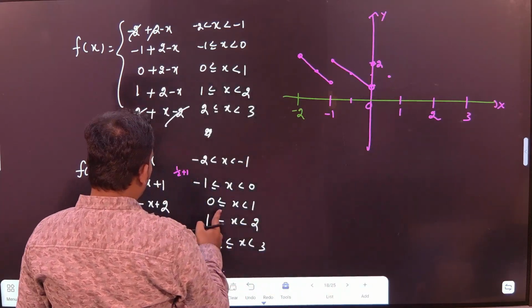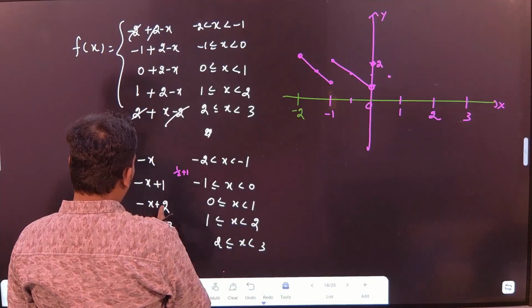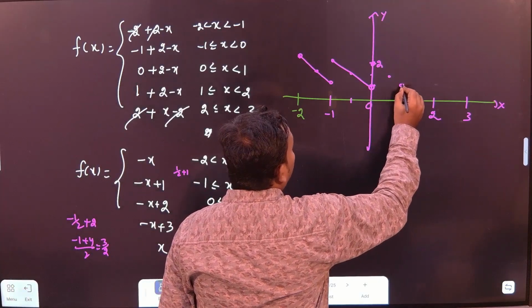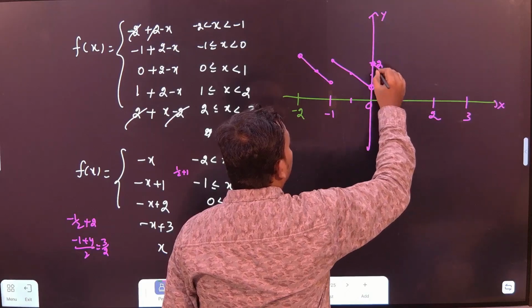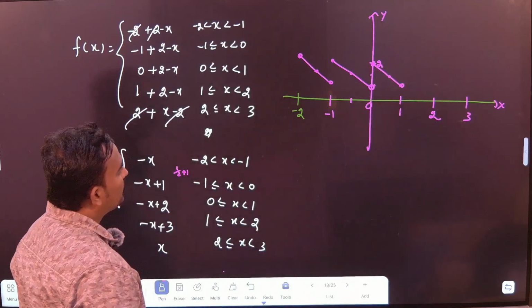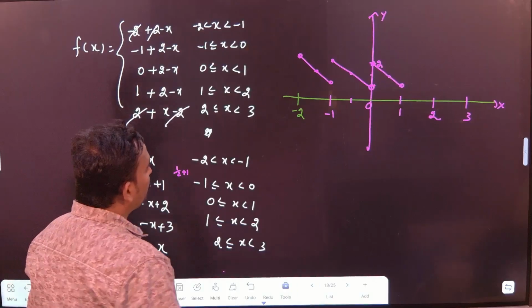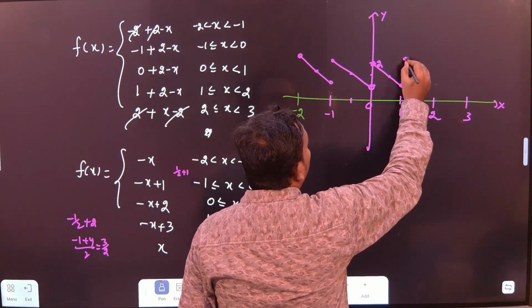When you take 1 included, minus 1 plus 2 is what? So plus 1. So it will be here. It's not included. It's like this graph. Okay. So when you take 1, it will be minus 1 plus 3. It is 2. It is jump over against 2.